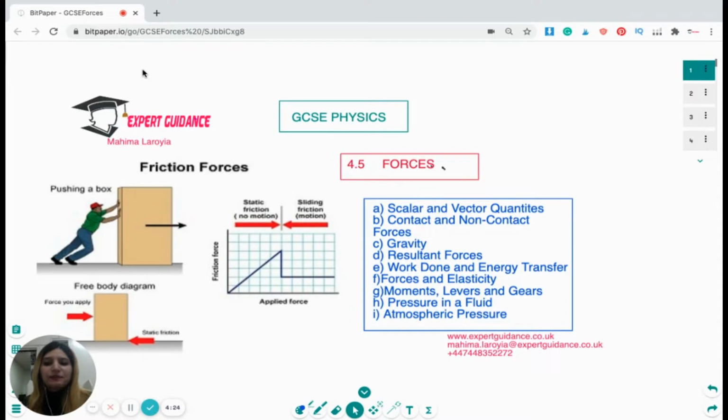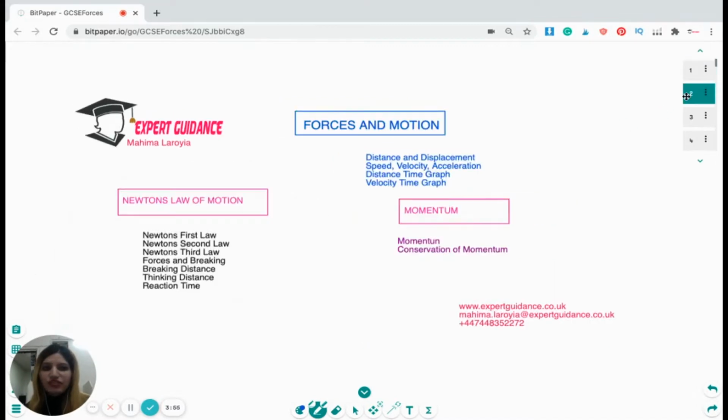So let's begin. Now in this unit, we'll be covering the topic of forces in motion, and we'll be covering what are scalars and vector quantities, what are the contact and non-contact forces, what is gravity, what are resultant forces, how do we work out the resultant forces, the concept of work done and energy transfer, forces and elasticity, moment, levers in gas, pressure in a fluid, atmospheric pressure.